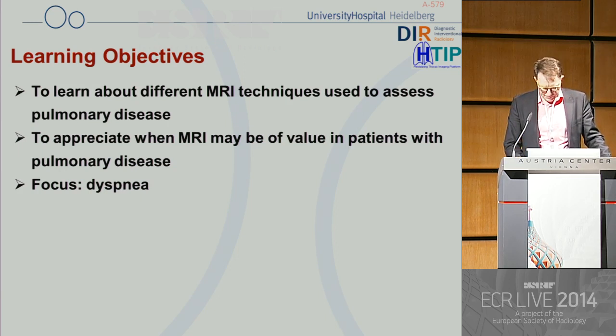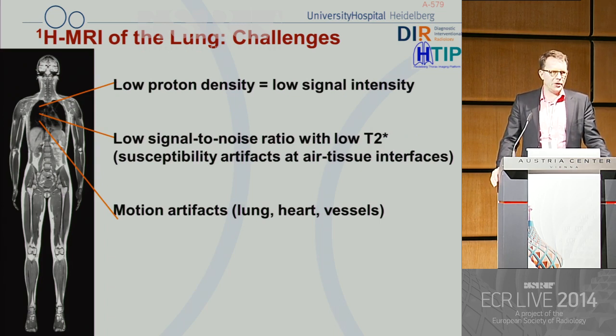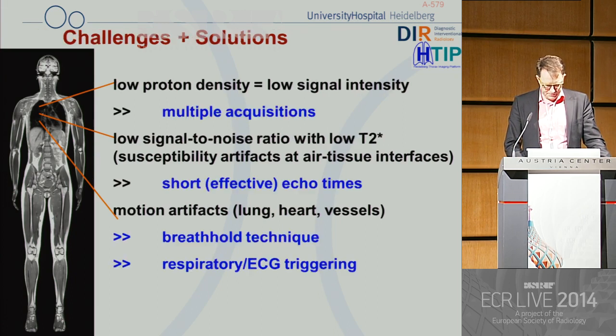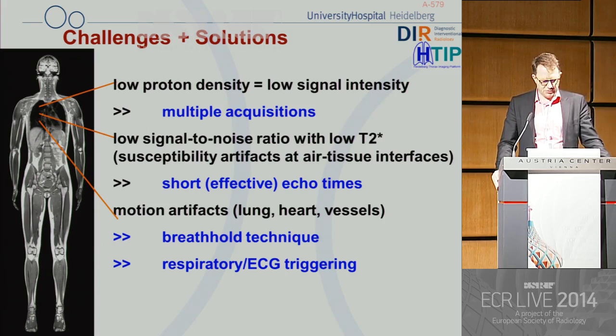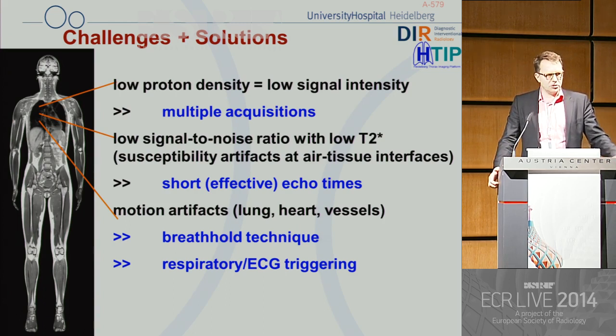breathe out, and dyspnea. So you're probably aware that there are a lot of challenges with regard to the black hole of MRI. This is due to low proton density, which relates to low signal, the low signal to noise ratio, which is associated with a low T2 star, and also all the motion that's going on in the lung. So the solutions are actually multiple acquisitions, short effective echo times, breath hold techniques on one hand, or respiratory ECG gating. And there are more approaches now with regard to intrinsic gating, for example.